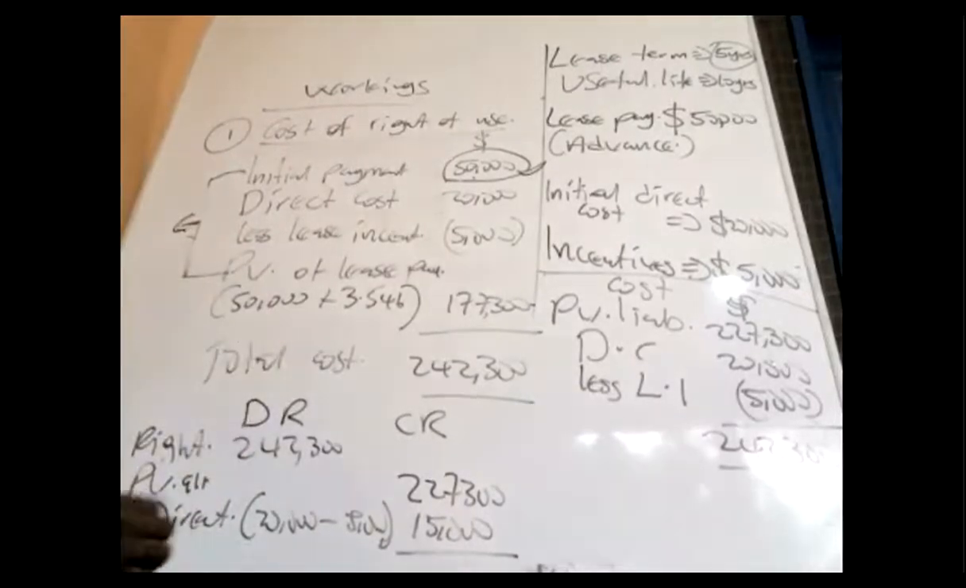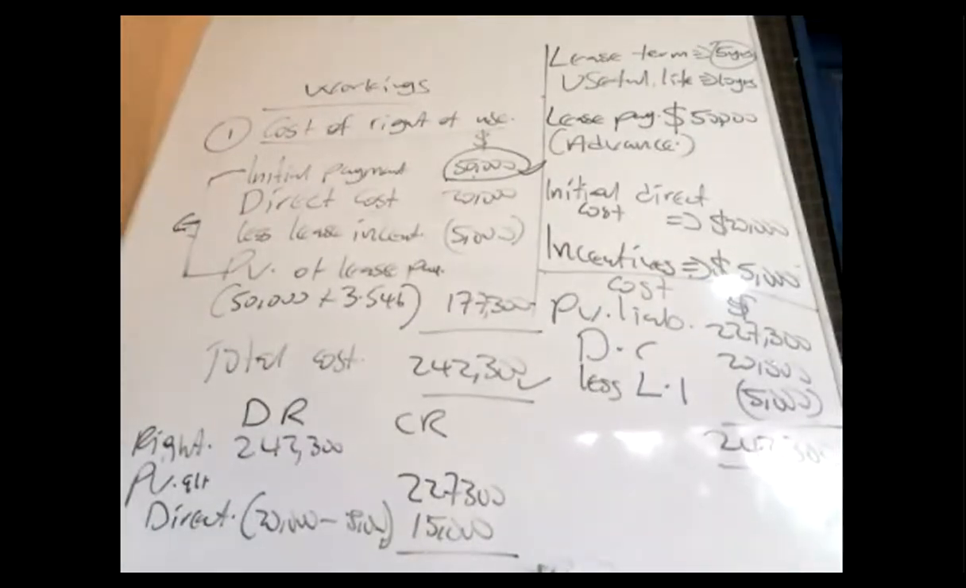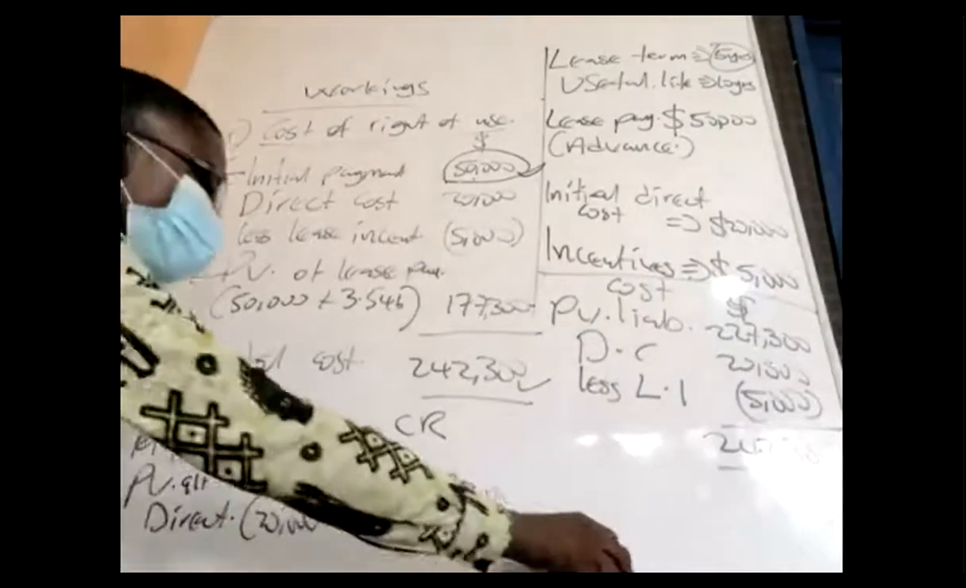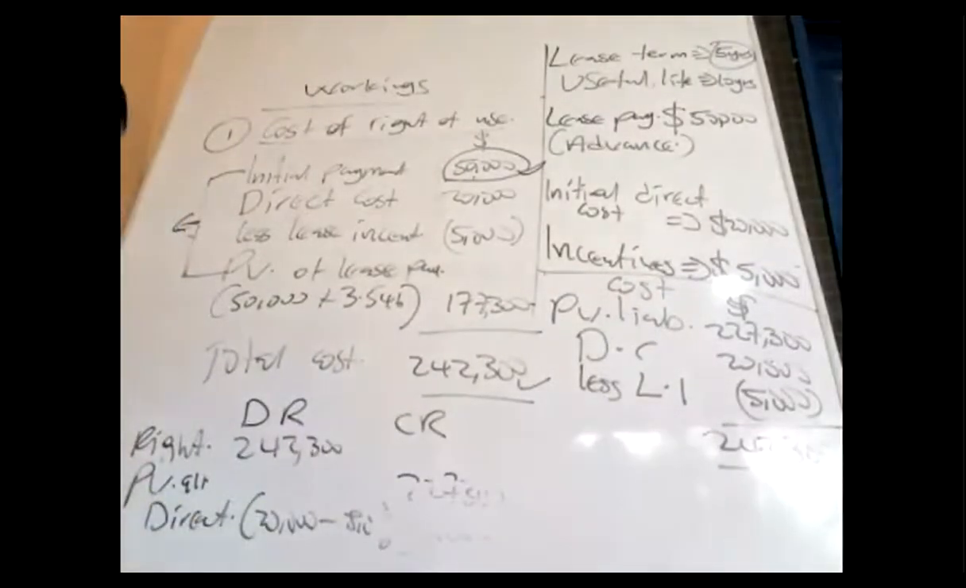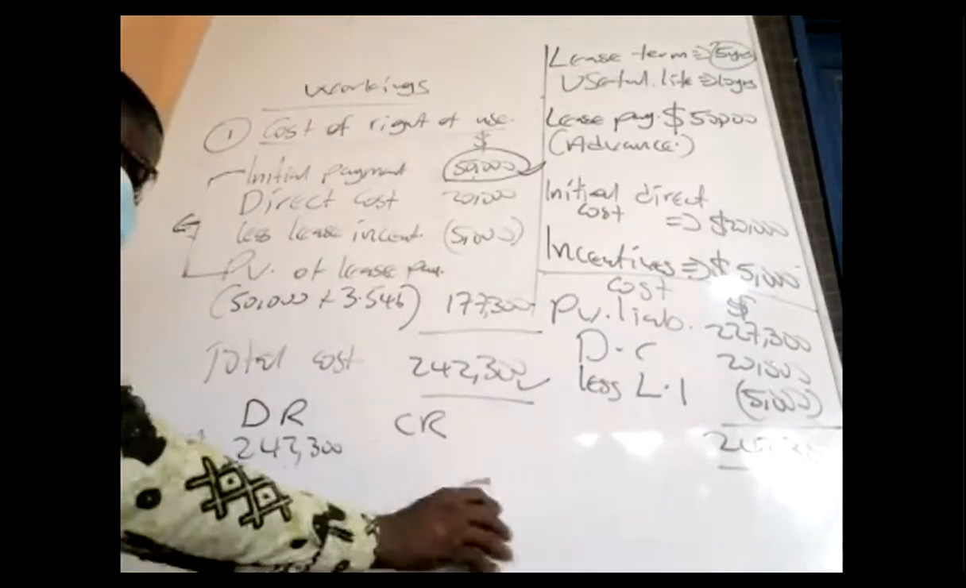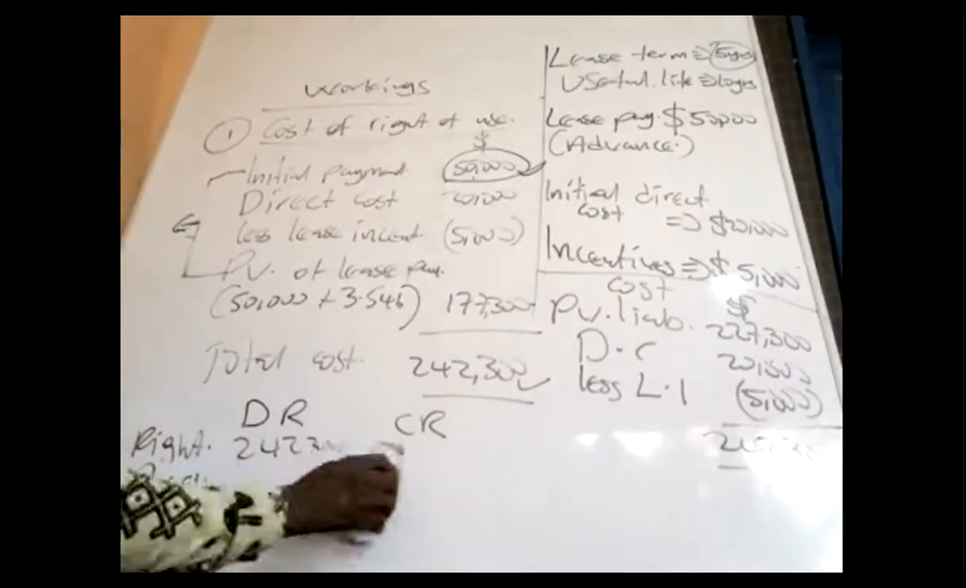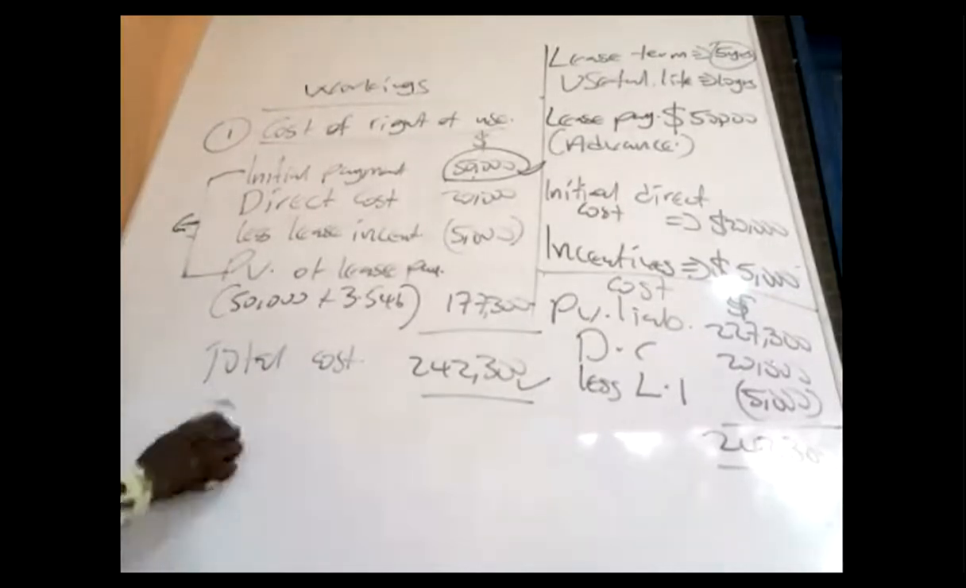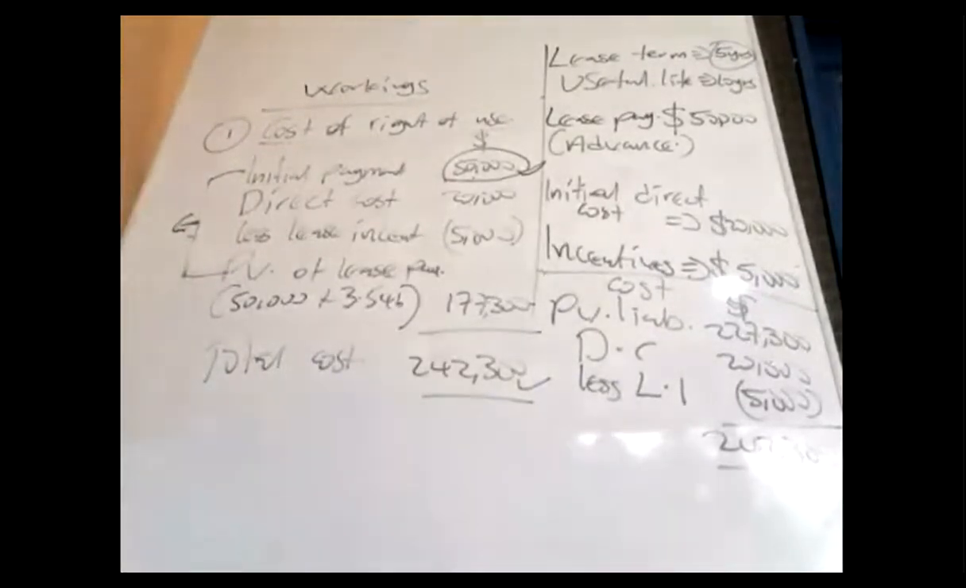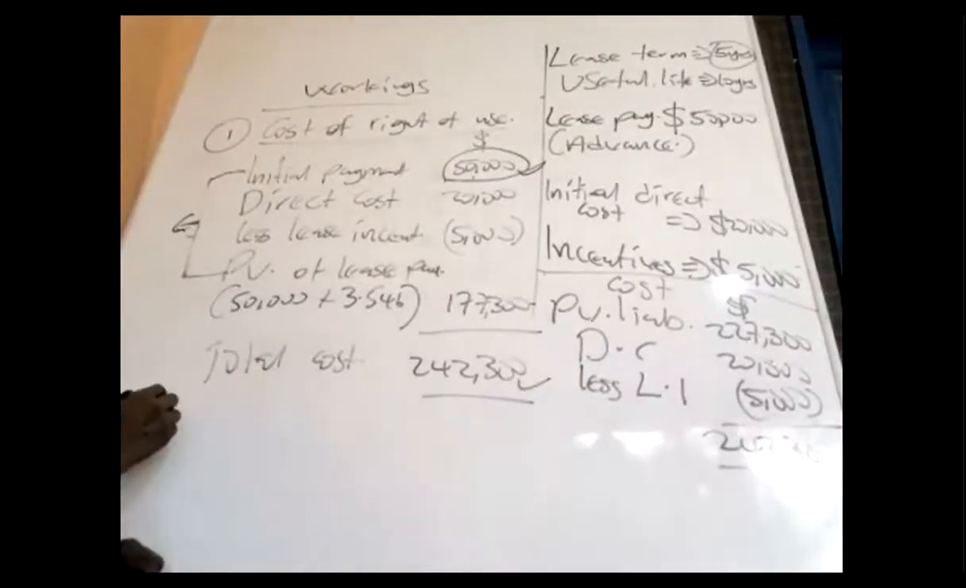Now that we are done with the determination of the right of use, let's go to our P&L and calculate depreciation. Please, if you have not gone through the first section of the question solving, kindly do that. Good. So first, depreciation.